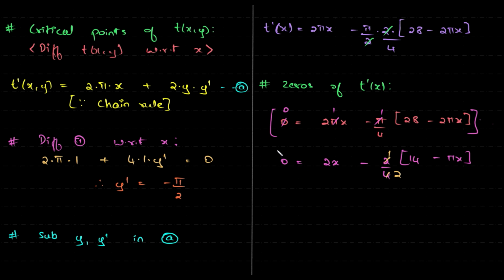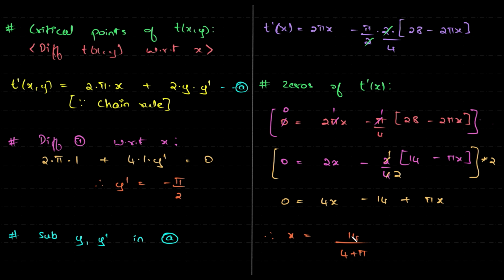Now I can not differentiate, sorry. I can multiply this throughout with 2, and so we have 0 is equal to 4x minus 14 plus pi x, right? Again, this 2 and this 2 will get cancelled, and 2 into 2 is 4, 0 into 2 is 0. So basically x is equal to 14 divided by 4 plus pi. So I think the answer is in meters also. Anyways, so we'll see the answer later.